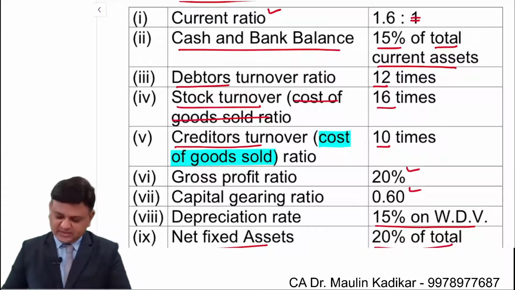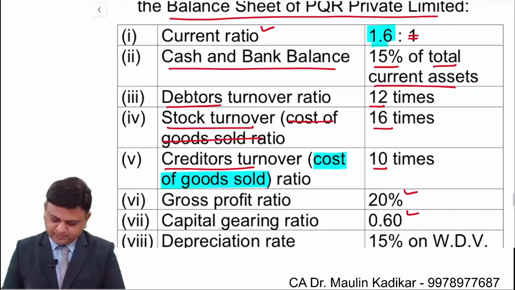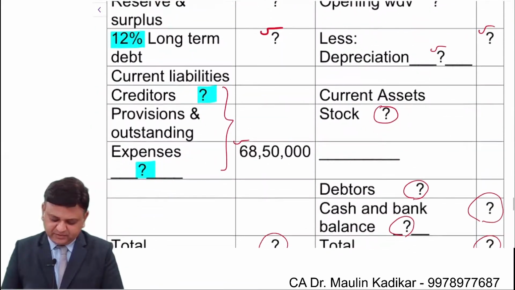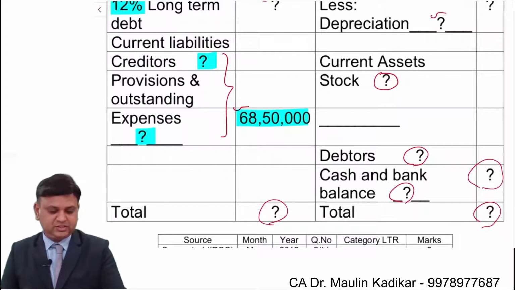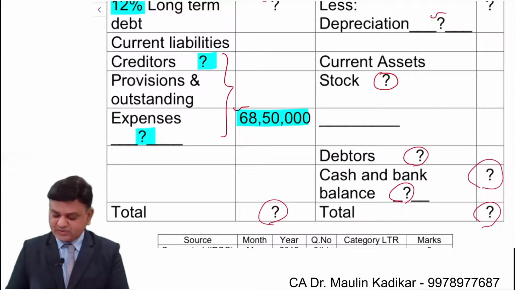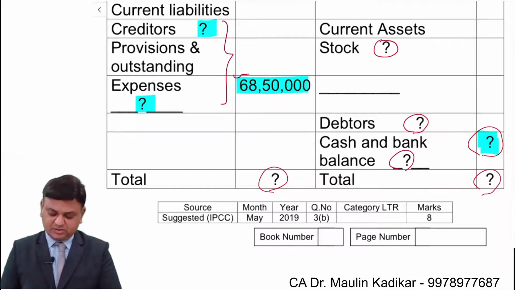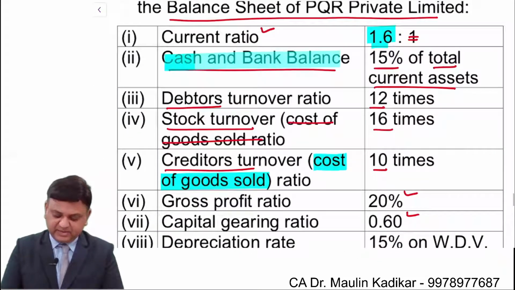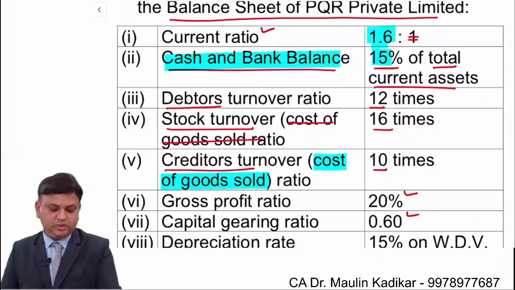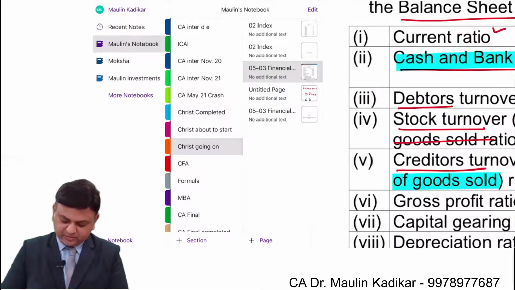So friends, over here we understand that the current ratio is 1.6. We have been provided with the information that the current liability is 68,50,000. So 68,50,000 into 1.6 gives the total current assets value. It is 1,09,60,000. Then we have been provided that the cash and bank balance is 15%, so into 15% is the cash and bank. Correct? Write down the answer along with me.